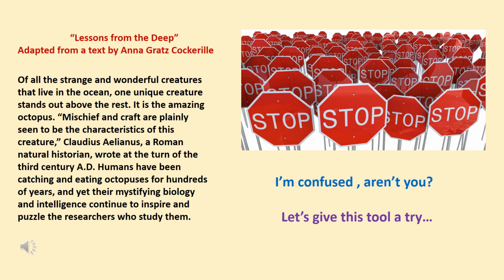Of all the strange and wonderful creatures that live in the ocean, one unique creature stands out above the rest. It is the amazing octopus. "Mischief and craft are plainly seen to be the characteristics of this creature," Claudius Aelianus, a Roman historian, wrote at the turn of the 3rd century AD. Humans have been catching and eating octopuses for hundreds of years, and yet their mystifying biology and intelligence continue to inspire and puzzle the researchers who study them.